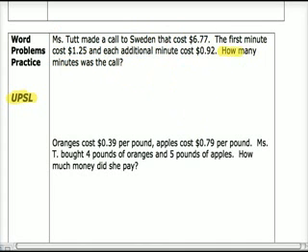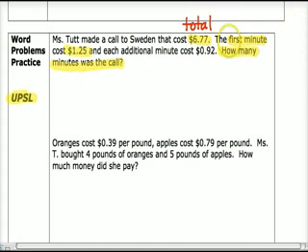Okay, so here's my question. How many minutes was the call? So what information do I need in order to solve this? Miss Tut made a call to Sweden that cost $6.77. That is our total. The first minute cost $1.25, so that was our first minute.